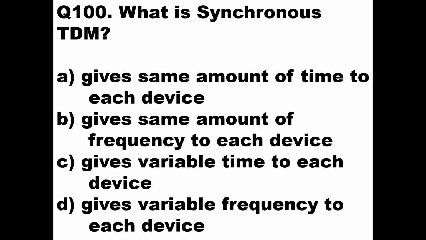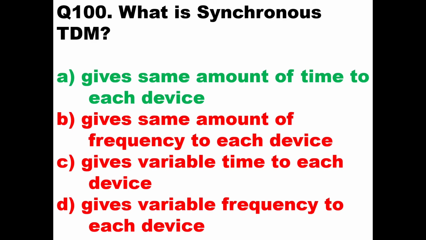What is synchronous time division multiplexing? The options here are: it gives the same amount of time to each device, it gives the same amount of frequency to each device, it gives variable time to each device, it gives variable frequency to each device. So here the answer will be answer A. It gives the same amount of time to each device, whether the device is transmitting or not; it will not check that. Sometimes it might not transmit, and that time might be wasted, but it gives the same amount of time to each device, and that is called synchronous time division multiplexing. So here option A will be the correct one. Synchronous time division multiplexing means it gives the same amount of time to each device.